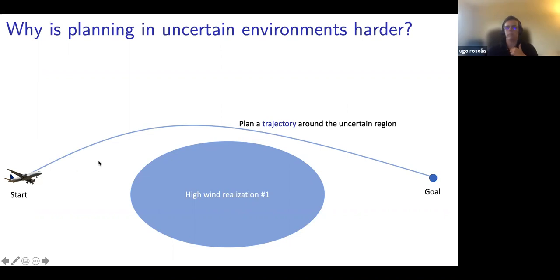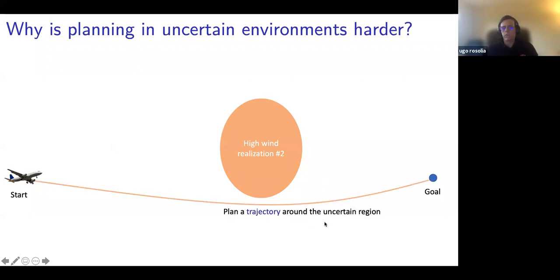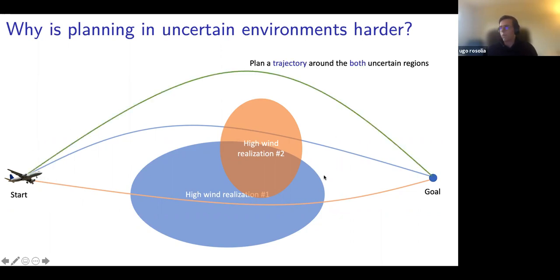And this can be done, for instance, with a batch approach, the approach that we used in homework 1 and homework 2. But now let's say that we have a different region where there is wind. Again, if we want to plan robustly, we can plan a trajectory that goes around uncertain regions. But now let's say that we have multimodal uncertainties. For instance, let's say that someone told us that high wind is going to be either in region 1 or in region 2. Then if we want to plan a trajectory that's robust, again, we need to go around both regions.